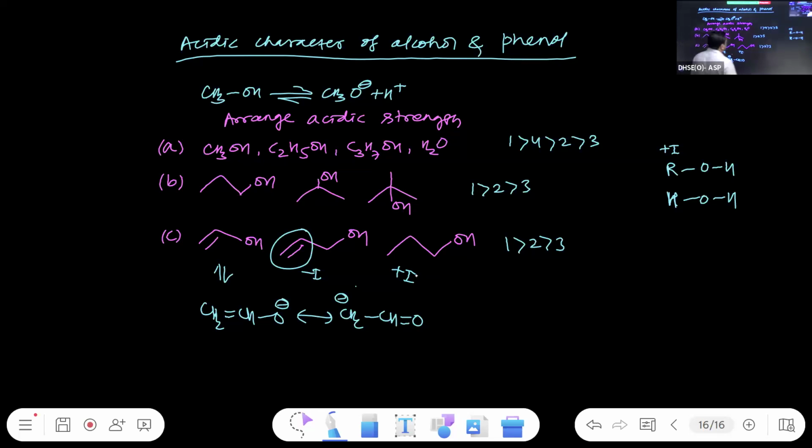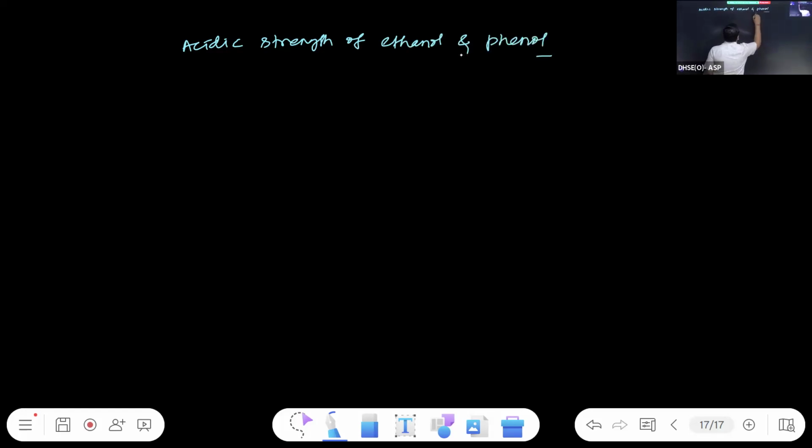Completed. Now, acidic strength is one of the most commonly asked questions in all the board exams. Acidic strength of ethanol and phenol. We will compare ethanol and phenol.